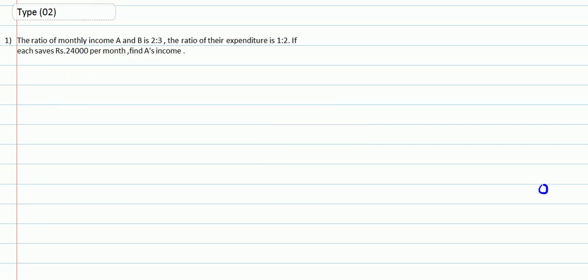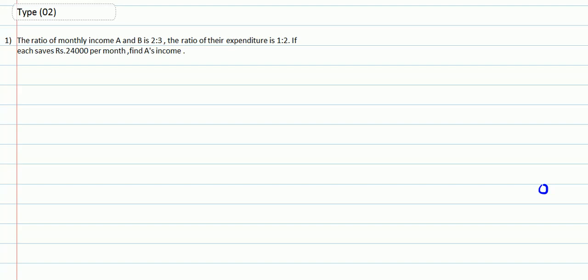Alright guys, here is the second type of question. It says that the ratio of monthly incomes of A and B is 2:3, and the ratio of their expenditure is 1:2. If each saves 24,000 per month, find A's income. First I'll explain the method conventionally, and then we'll move on with the trick. So it says that the ratio of monthly income is A's to B.